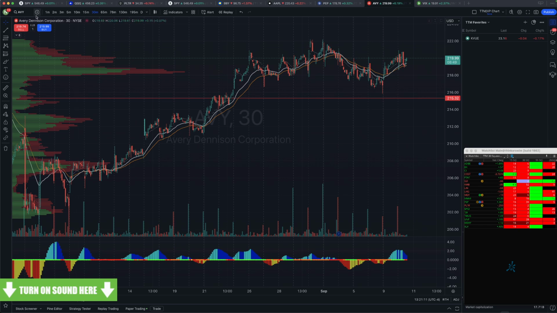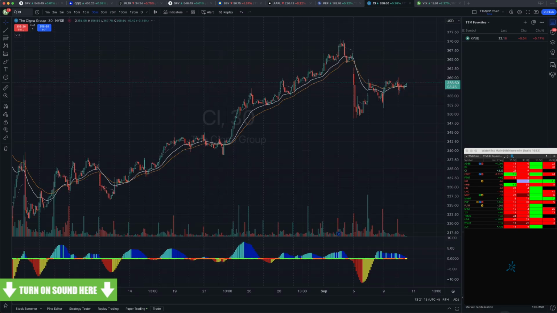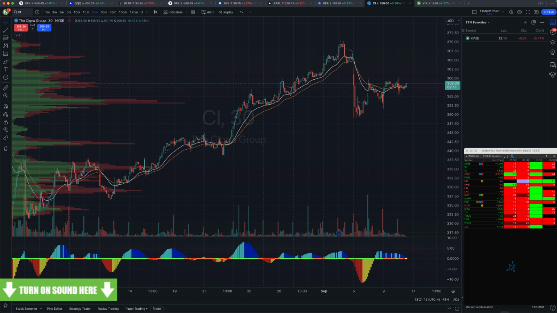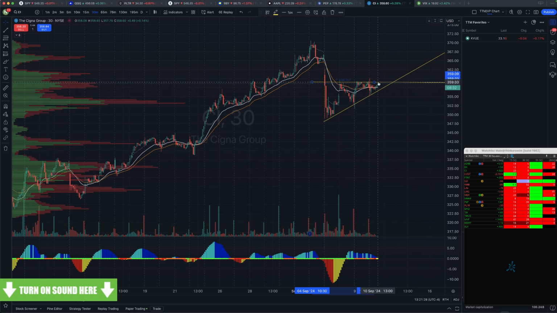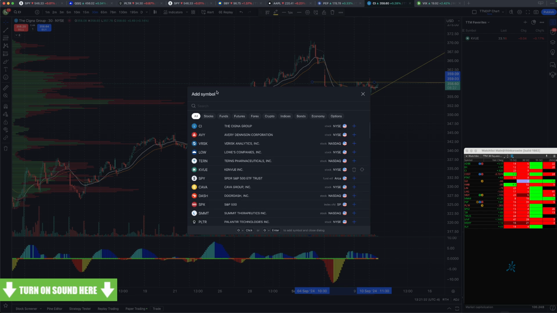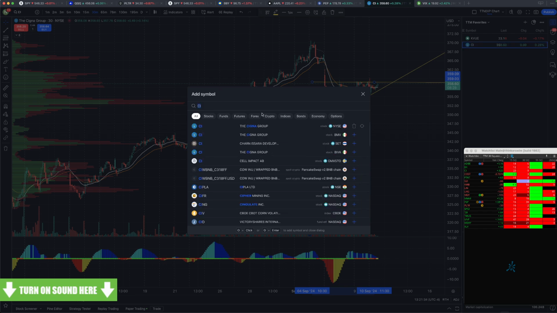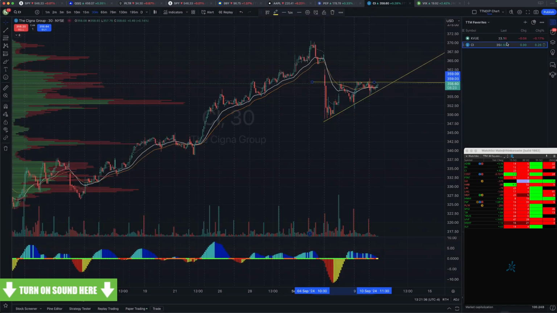Let's see, CI has a 1 hour. That looks somewhat interesting. Kind of making this ascending triangle pattern, right? I think that one's interesting on a break up through here. So I'm going to put that on the chart. CI. Okay. So I'm building this watch list over here of names that I like.